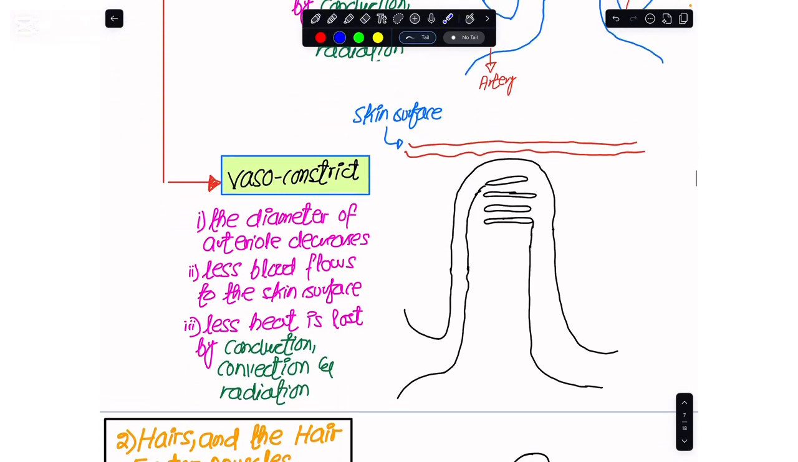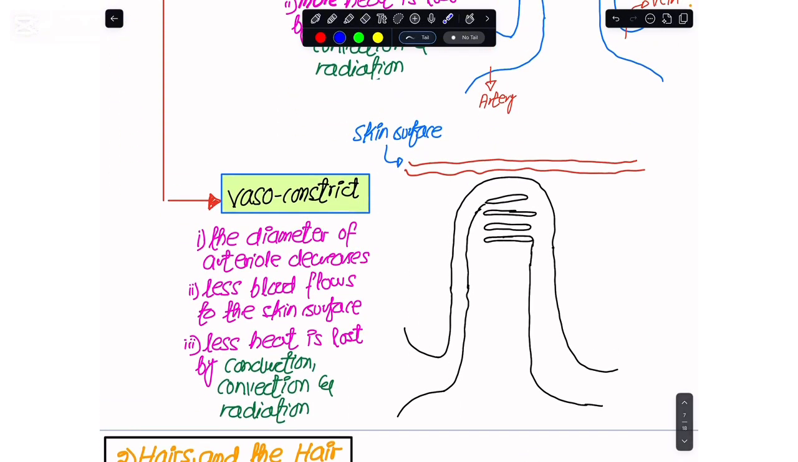On the other way around, we have to say the opposite: when the arterioles that we have here vasoconstrict, their diameter decreases. And when their diameter decreases, less blood flows to the skin surface into the blood capillaries. And when less blood is coming into these blood capillaries, less of the heat is lost from here by conduction, convection, and radiation.